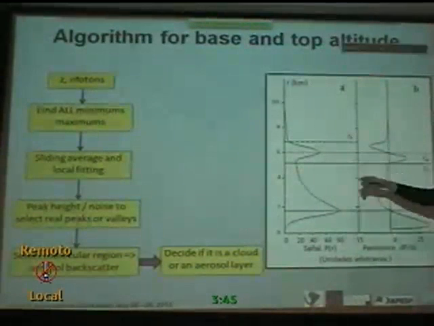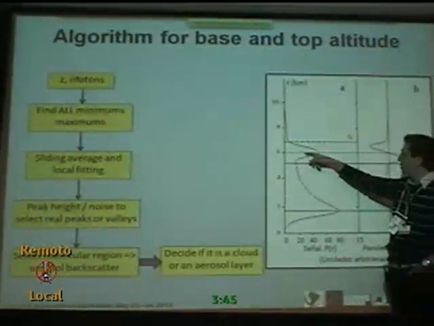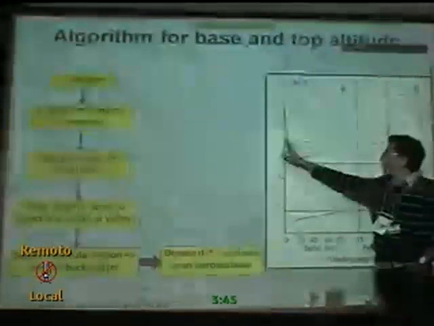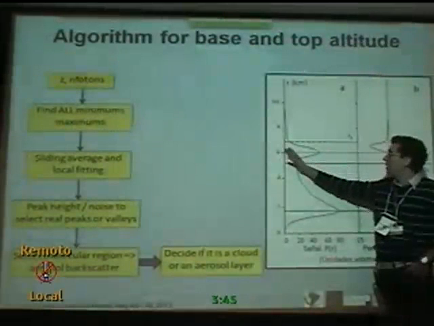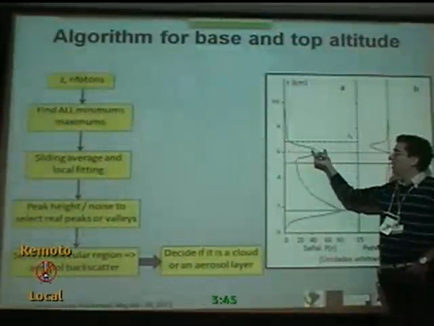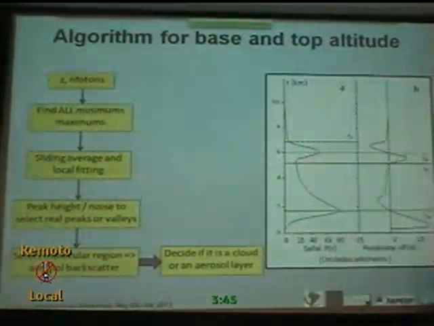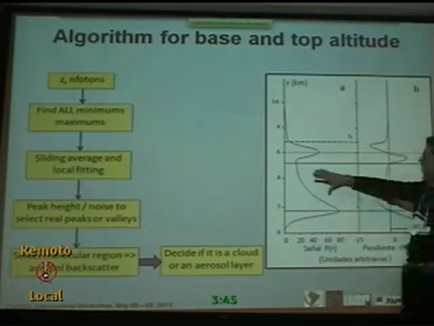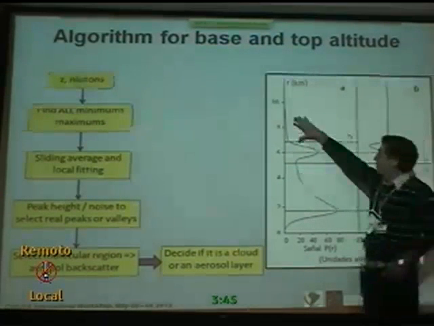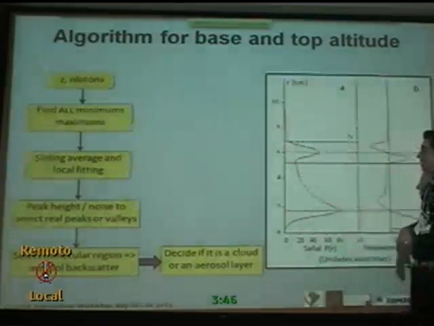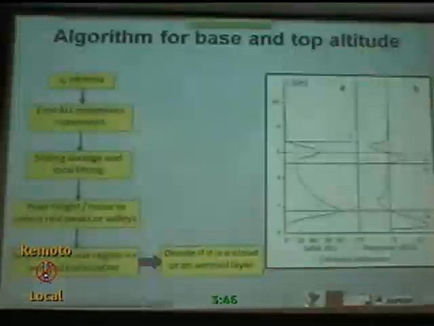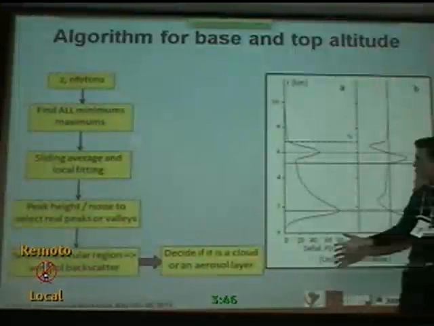And then you compare the difference from the top to what should be the base if the cloud was not there, with the amount of noise, looking at the future and unfiltered data. So you decide if that's a real peak or not. Once you do that, I can define a molecular region below the cloud, a molecular region above the cloud, and I can do the LiDAR inversion and look at the backscatter coefficient. From the size of the backscatter coefficient, I can then decide if this is a cloud or an aerosol layer.